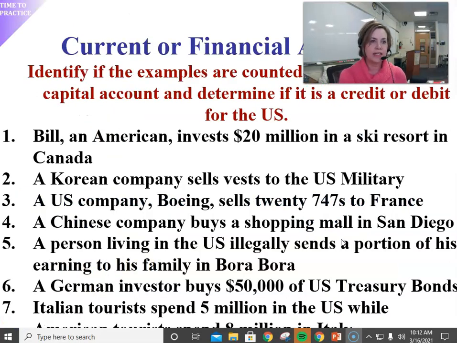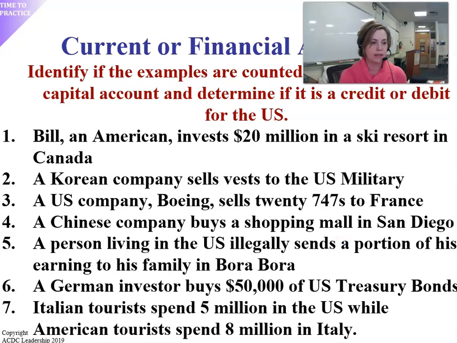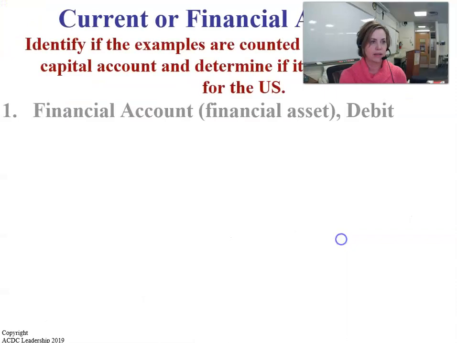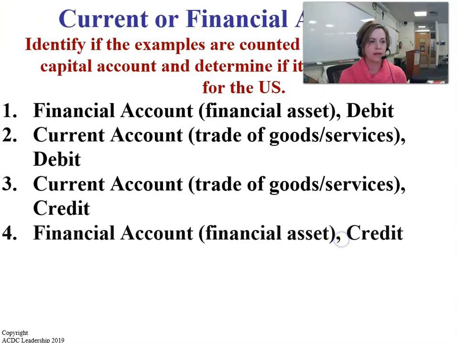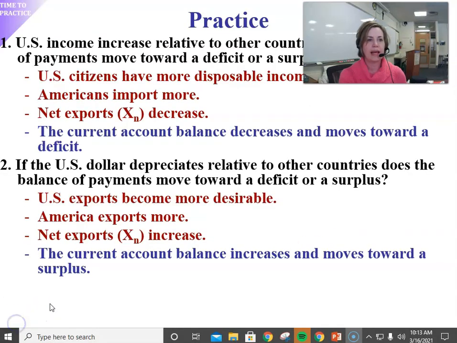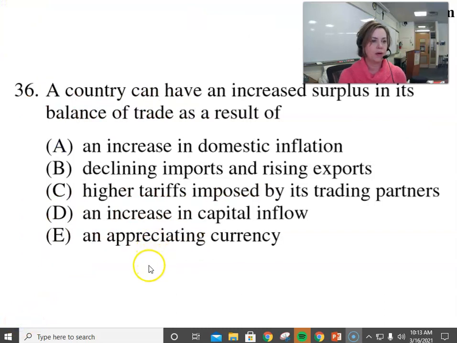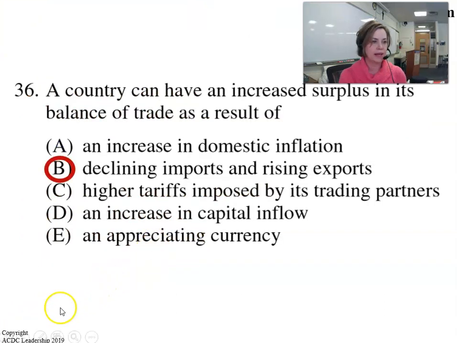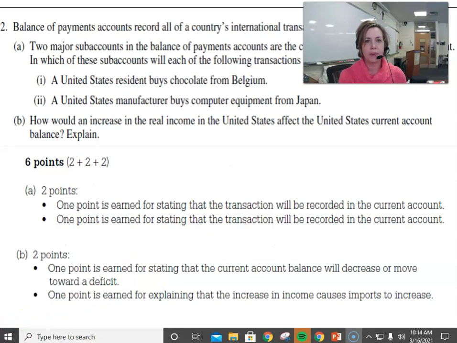Consider each of these examples and determine whether they're included in the current or the capital account and whether that would result in a credit or a debit for the U.S. And here are the answers. And here is more practice with the answers. And a review question, and the answer is B. And here is a practice FRQ along with the answers.